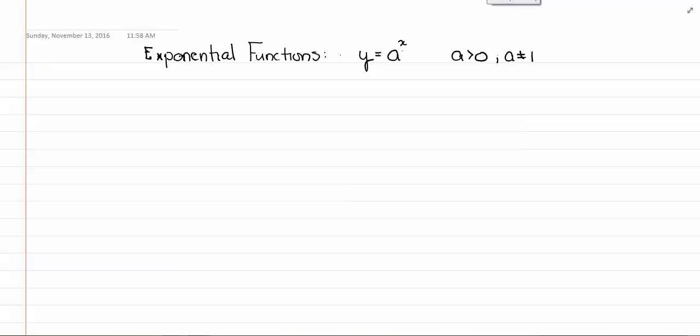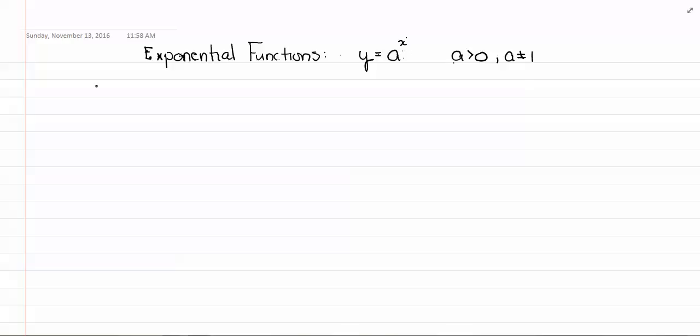An exponential function has a base that has to be a positive number, and it can't be the number 1. Because if I raise 1 to any power, it's just 1, so that's not a very exciting function. It's just a horizontal line. So in order for this to be an exponential function, it has to be in this form.